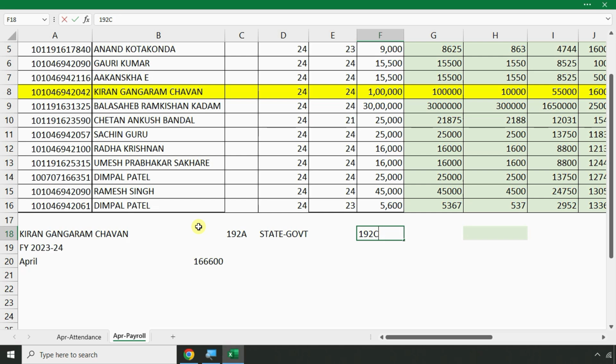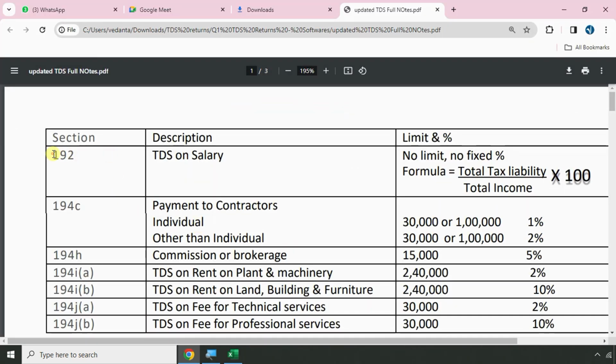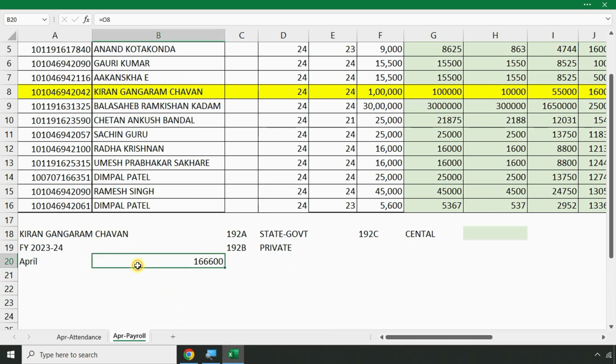192C, central union government employees, and for us 192B for the private sector. So we are going to deduct TDS on salary as per the provisions of section 192 of the 1961 Income Tax Act. As a company owner, if I am giving any person taxable income, I should deduct TDS.